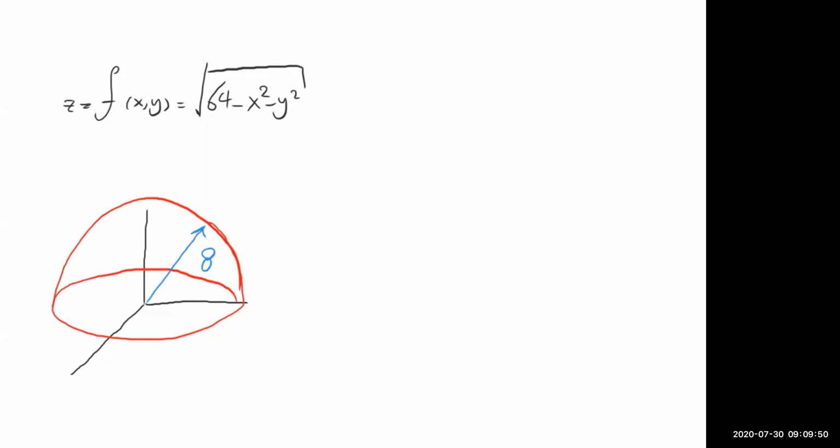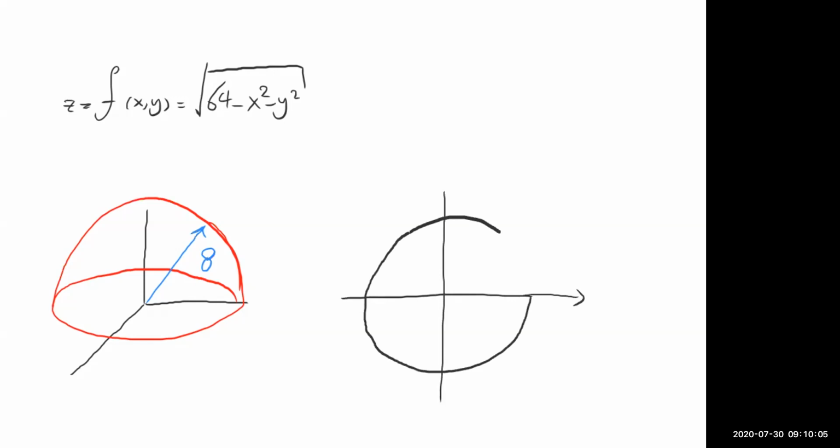So we can look at level curves. Here, if I look at the domain of the function, it is the disk with radius 8 centered at the origin. So say this is 8, x and y. As I told you, you can think about level curves as curves on the map.